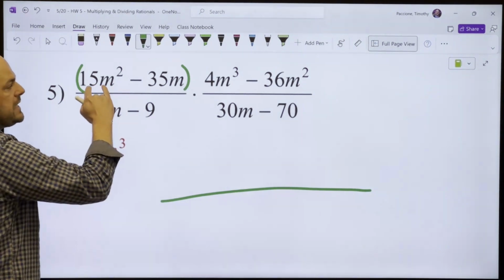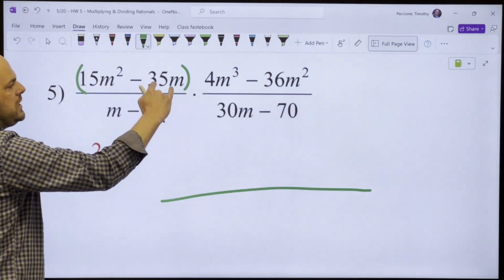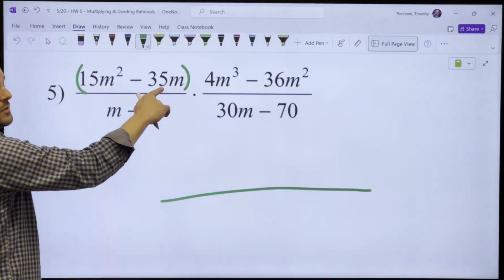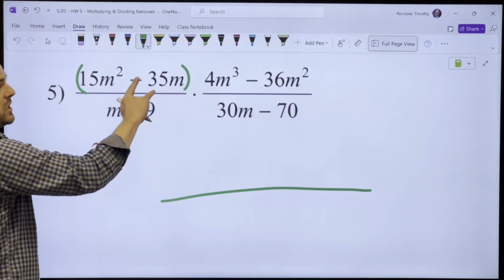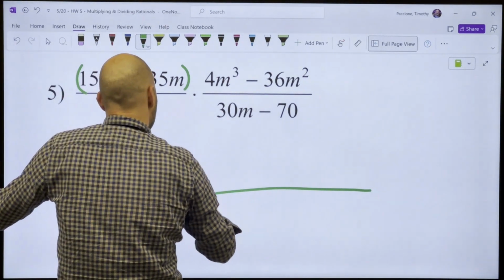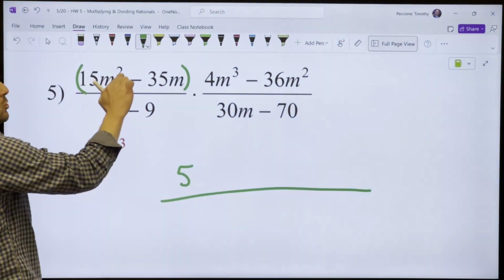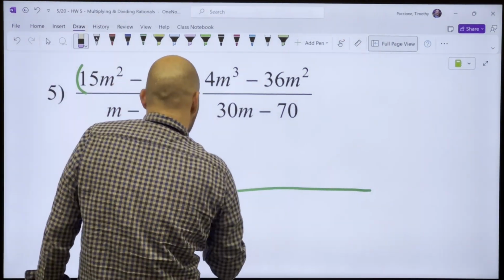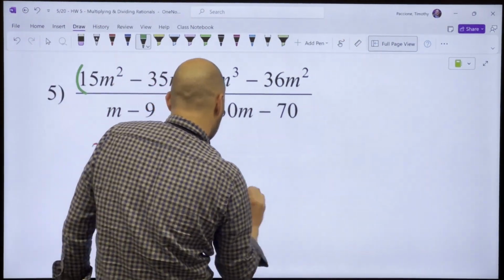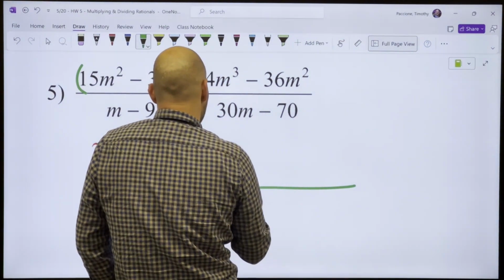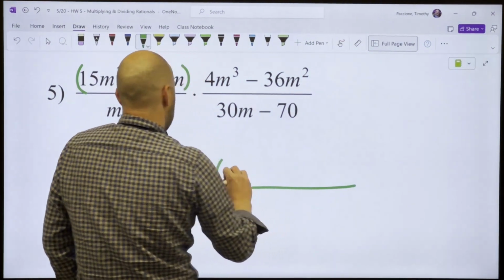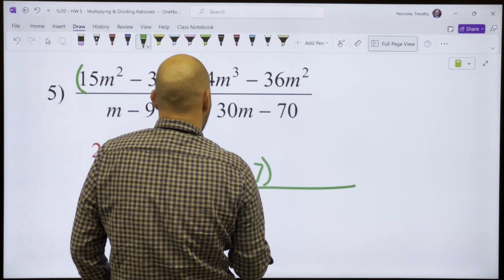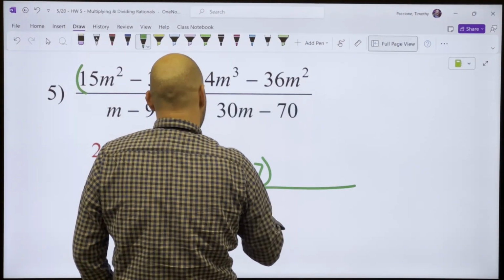I look here and I say, what goes into both of these? What GCF's out? 15m. Well, 15 does go into 35, but 5 goes into both. So 5 comes out, and then m squared and m comes out. Okay, I don't like my fraction line. Okay, so 5m, and then I get m minus 7. 3m minus 7.